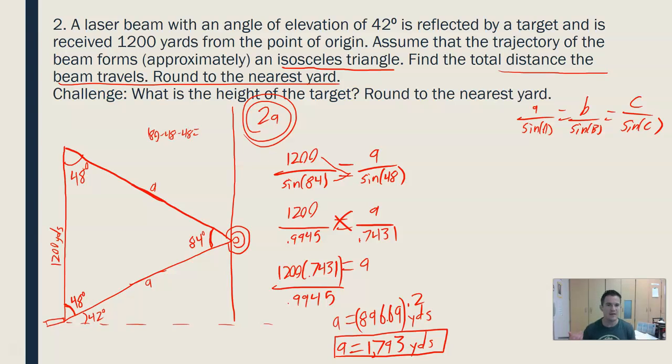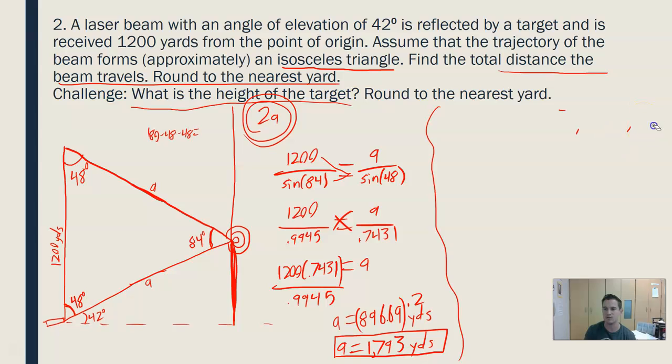Cool! Okay, that's awesome. So this last part, this little extra bit, the challenge part, says what is the height of the target? Round to the nearest yard. So the height of the target, I'm wanting to find this side right here. Okay, well that's part of a completely different triangle. Let me draw this triangle over here. I'm going to erase my law of sines and cosines stuff.